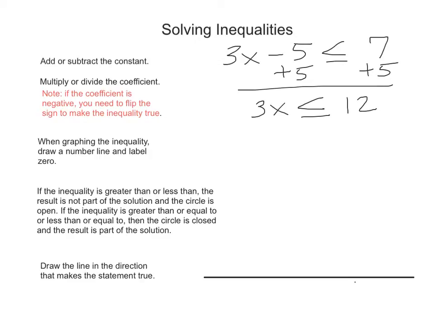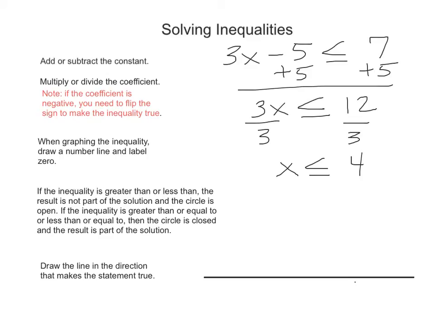So next I'm going to divide by 3 on both sides, and the solution is x is less than or equal to 4. What that means is any number that is less than or equal to 4 makes this statement above true. So on the line below, we're going to go ahead and graph this.